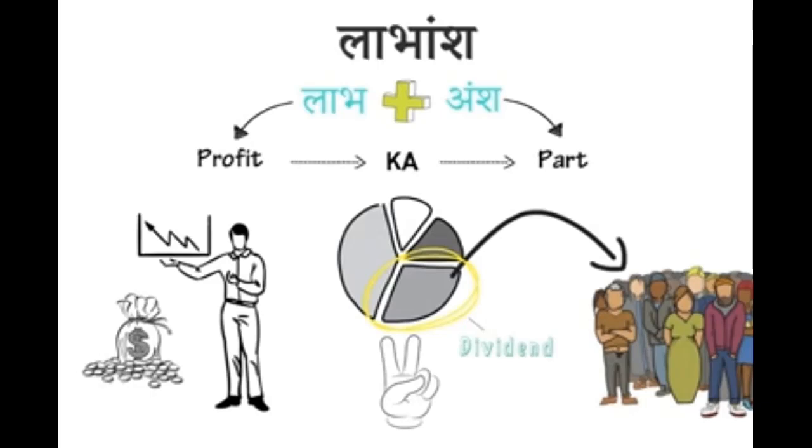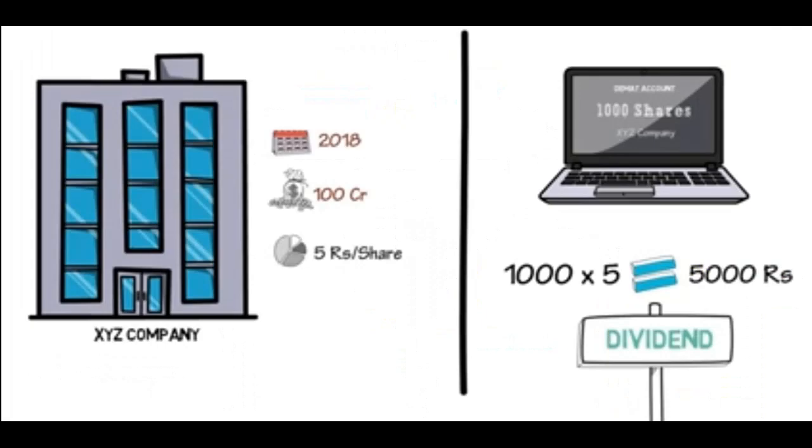Let us understand the concept of dividend with the help of an example. Let us say for the year 2018, you have bought the shares of XYZ company. This company makes a profit of 100 crores and gives a dividend of rupees 5 per share. If you have 1000 shares of XYZ company, you will get a dividend of rupees 5000. Rupees 5 is the dividend, and because you have 1000 shares, 1000 into 5, rupees 5000 will be your dividend.